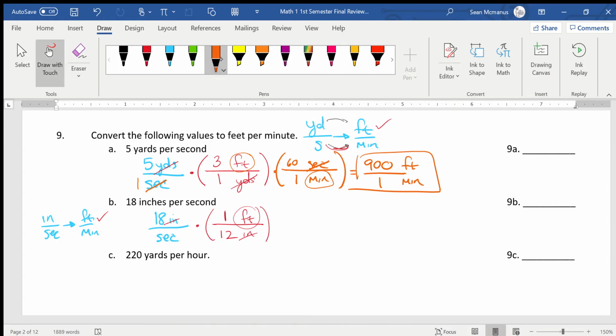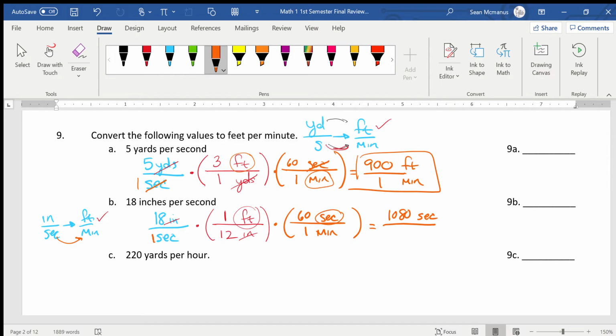And I got to do one to make my seconds go to minutes. So seconds to minutes, 60 seconds for 1 minute. So now I'm going to multiply across the top. I could reduce these first, but I'll just keep it simple and go across the top. 18 times 1 times 60. So that would be 1080, I think, right?